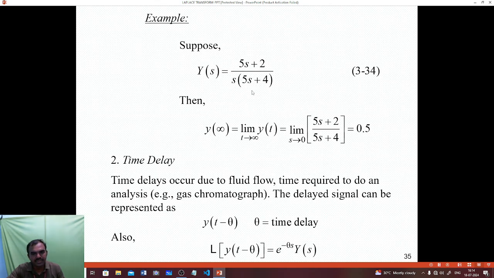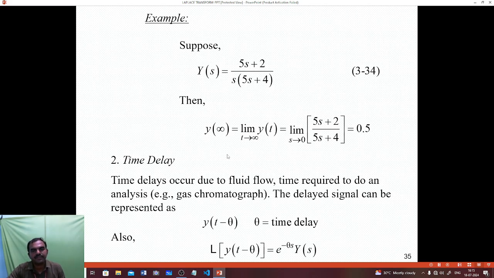Here limit t tends to infinity, y of t. So the limit we apply, t tends to infinity, is changed into s tends to 0, of 5s by 2 by 5s plus 4. So we apply the 0 value after we take the common value of s, so that s is cancelled. So here that is 2 by s and 2 by 4, what we get is 1 by 2, and 1 by 2 value is 0.5.